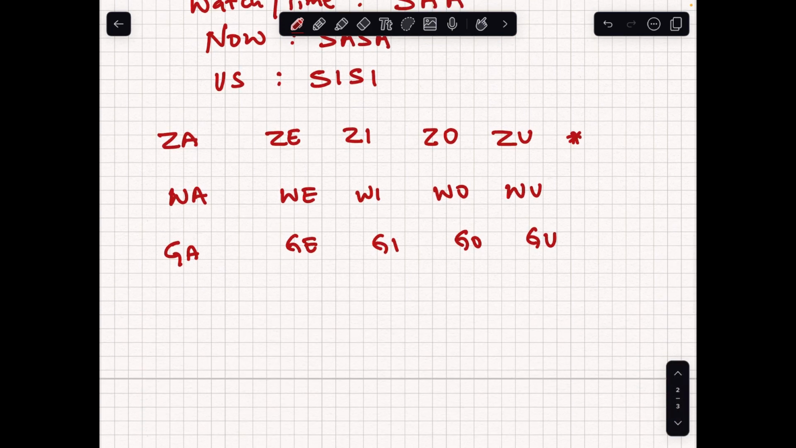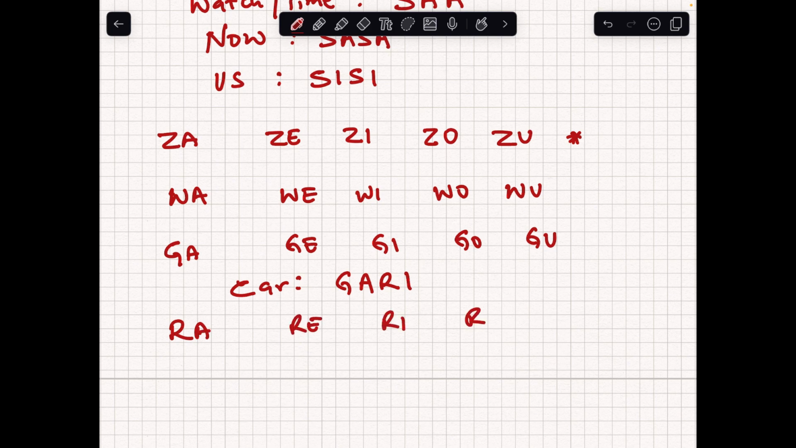Now with ga, ge, gi, go, gu, we can say a car is going to be gari with R-I, gari. So with R, ra, re, ri, ro, ru. So you take ga and ri. It becomes gari, which means a car.